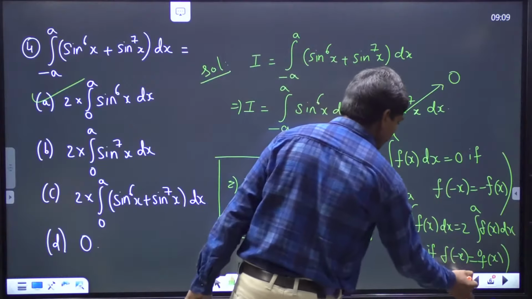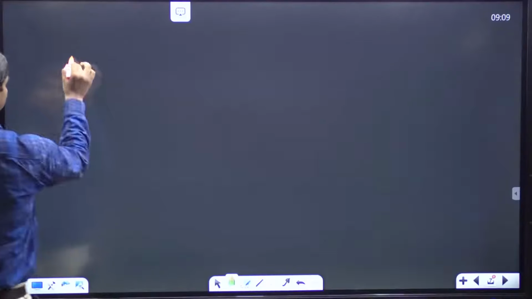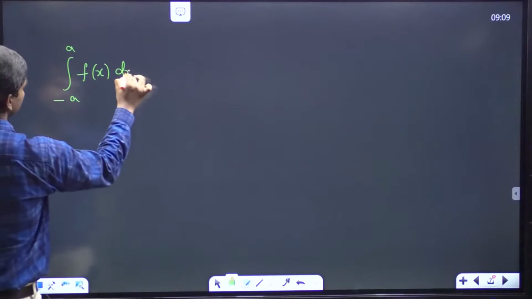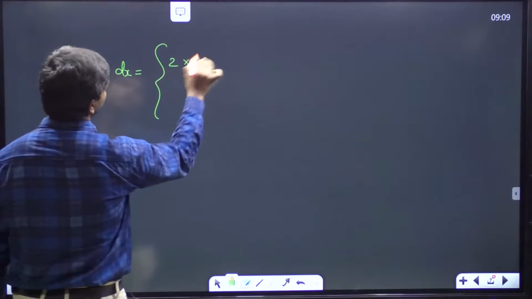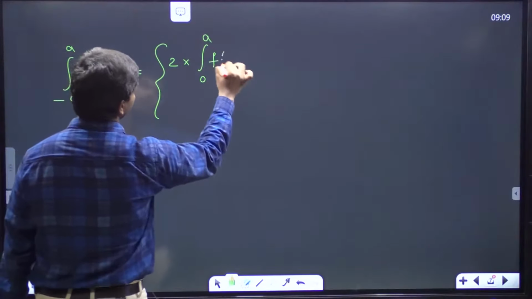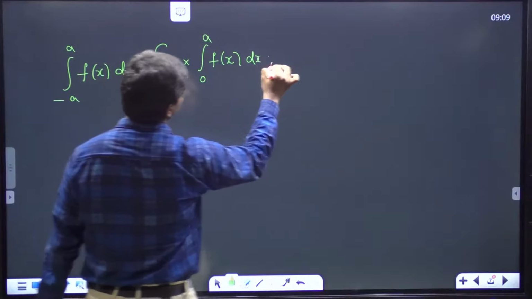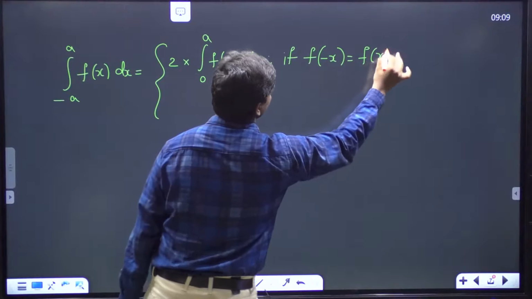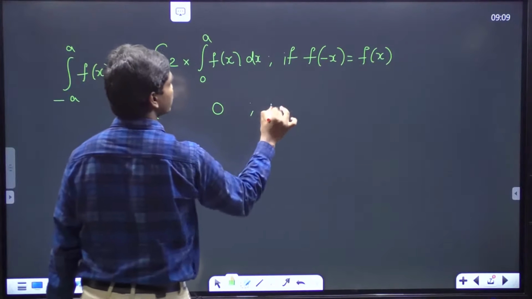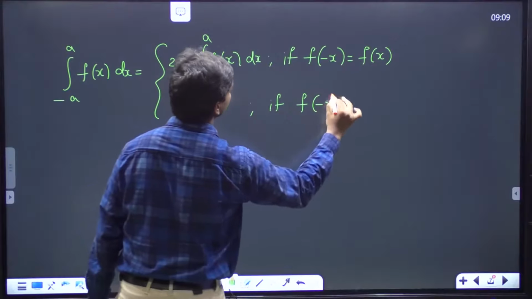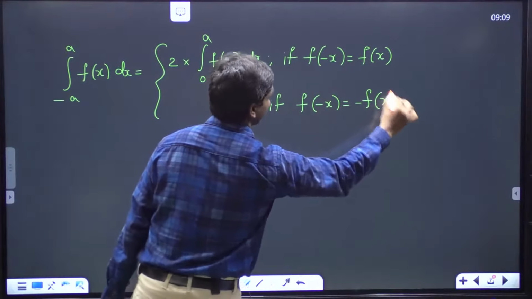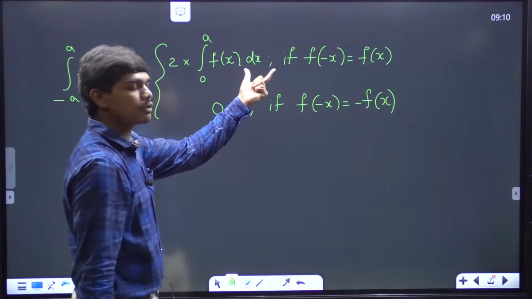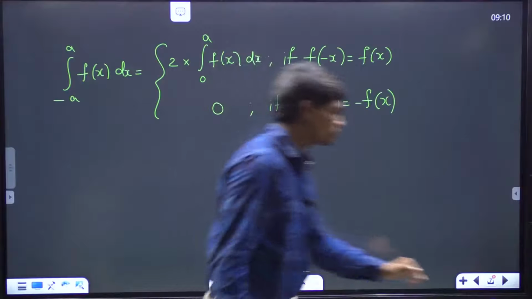If you want these formulas to be written in a precise way, you can write again, which I mentioned there. Integral minus A to A f of x dx is 2 times integral 0 to A f of x dx if f of minus x is equal to f of x, and then 0 if f of minus x is equal to minus f of x. Where in this example, this is the case with sine power 7x and this is the case with sine power 6x, since sin x is an odd function. I am going for the next question.